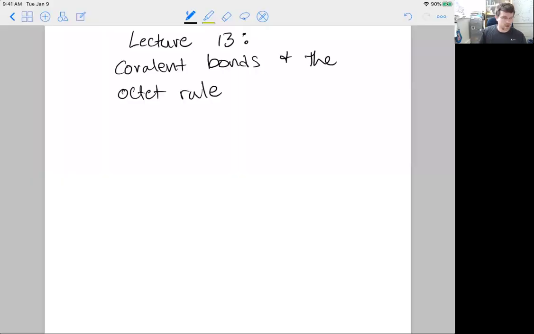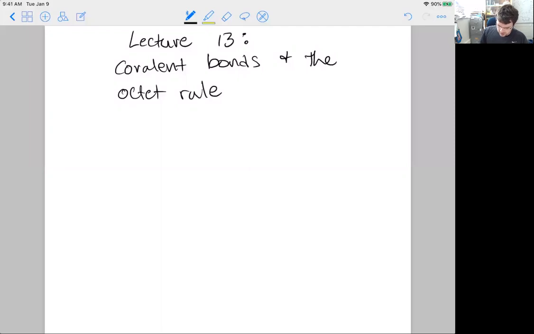Next, let's look at what happens when we take these Lewis dot structures and use the valence electrons to assemble bonds. There are several types of bonds that we can use to connect and bond elements together. The covalent bond is the one that we're going to be discussing most often in this course.